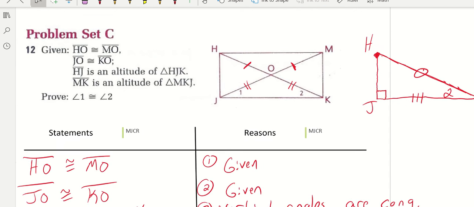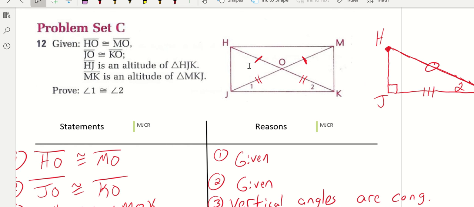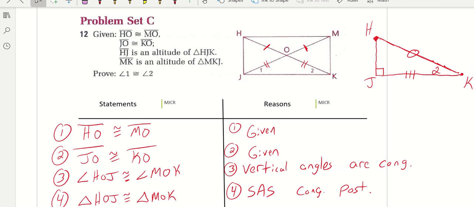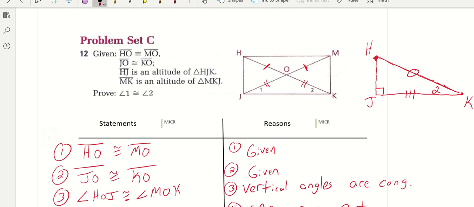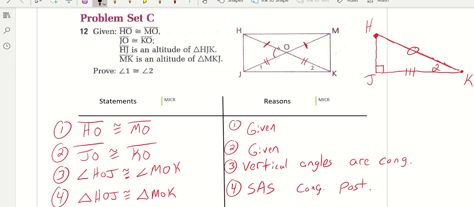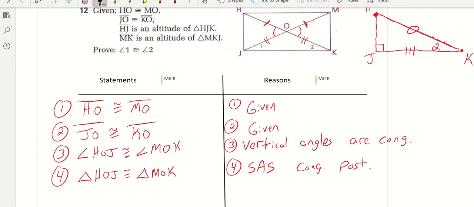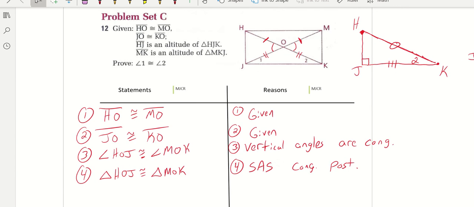So in the proof, I'm going to first prove that these two smaller triangles, HOJ and MOK, are congruent. So you see that here. Given that HO is congruent to MO, number 1, 1 tick mark and 1 tick mark. JO is congruent to KO, 2 tick marks, 2 tick marks. And angle HOJ, which is right here, is congruent to MOK, which is right here. Vertical angles are congruent. We know that triangle HOJ is congruent to triangle MOK. That's a side angle side congruency postulate.